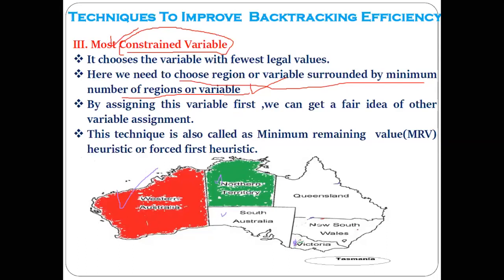Yes or no? Yes. This and this. Now we choose from this. Okay, we choose from this. So we'll assign the red color here because it is surrounded by the minimum number of variables. Okay, we assign the red color here. Now here we have to see what legal values remain for the other variables, its neighbors. What are the neighbors of Western Australia? Northern Territory and South Australia.